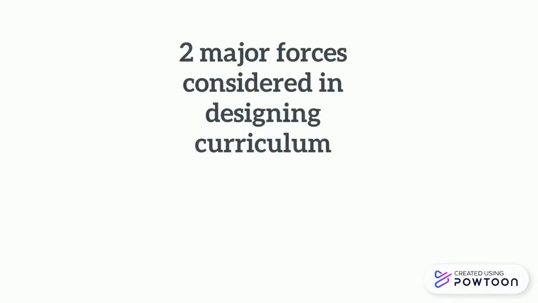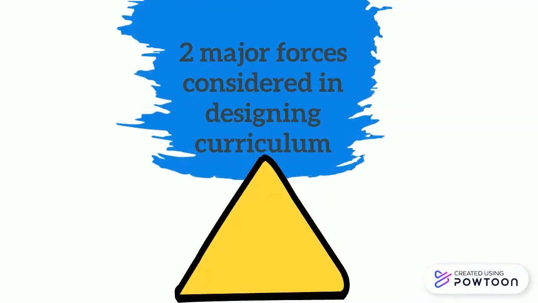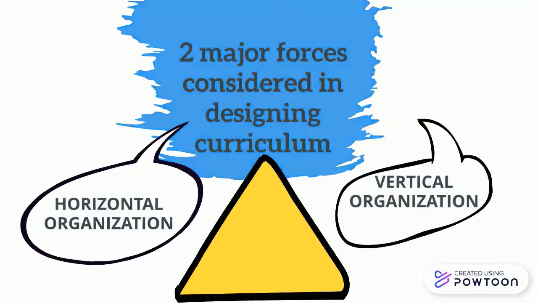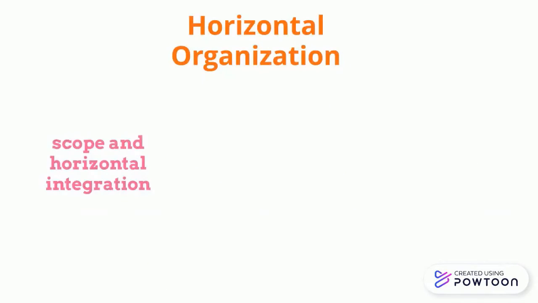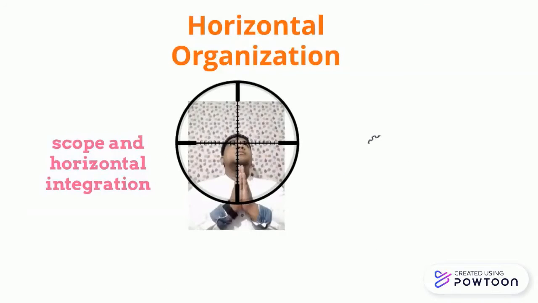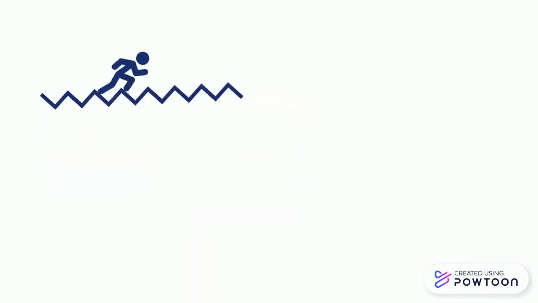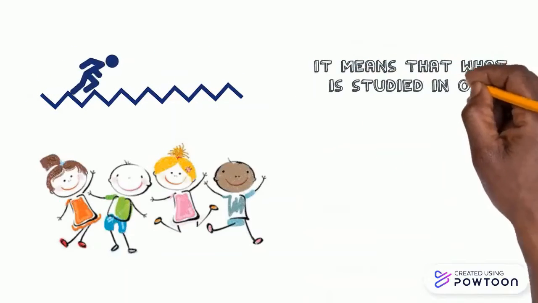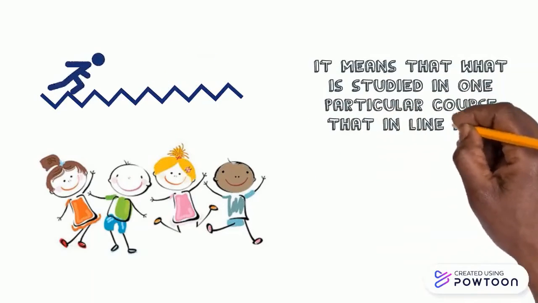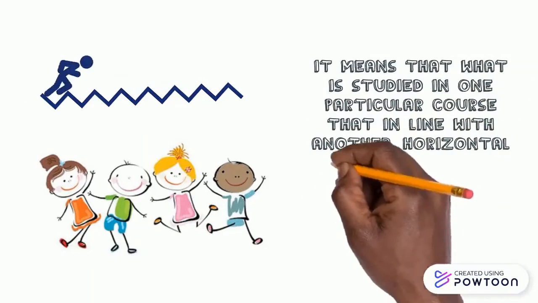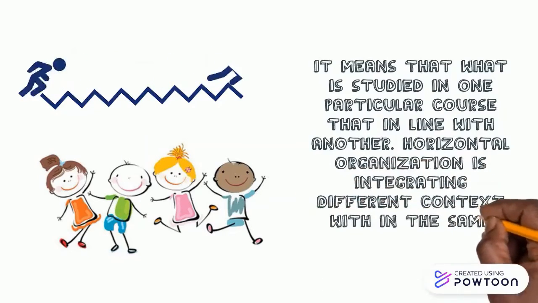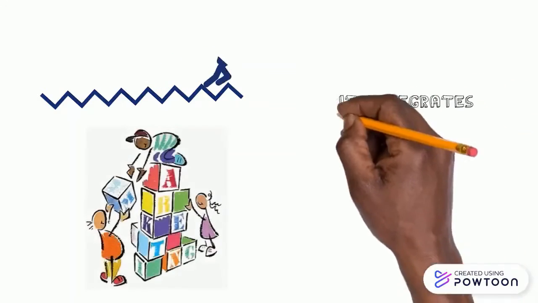There are two major forces considered in designing curriculum. These are the horizontal and vertical organizations. Horizontal organization is often referred to as the scope and horizontal integration that is concerned with the arrangement of curriculum components at any point in time. It means that what is studied in one particular course is in line with another. Horizontal curriculum is integrating different content within the same grade level. It integrates knowledge across different classes or disciplines.